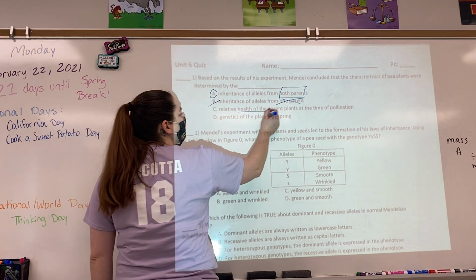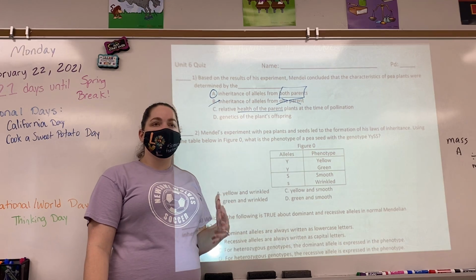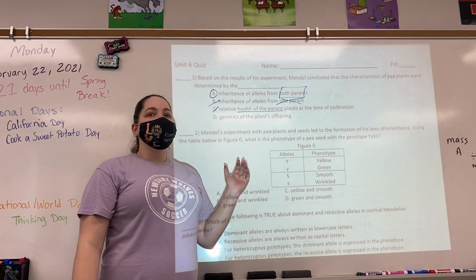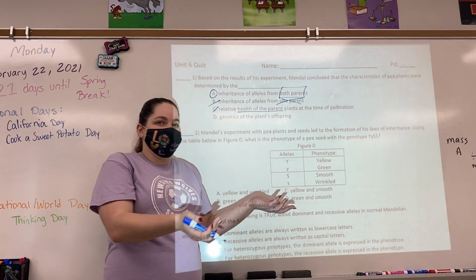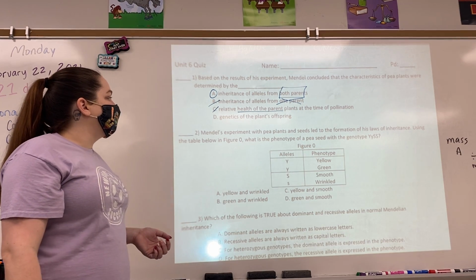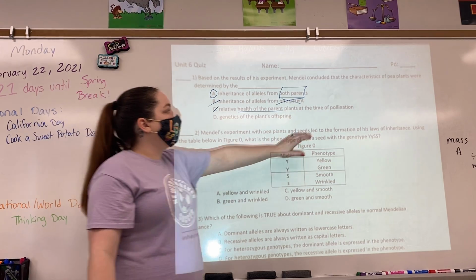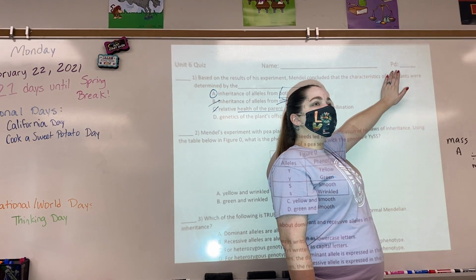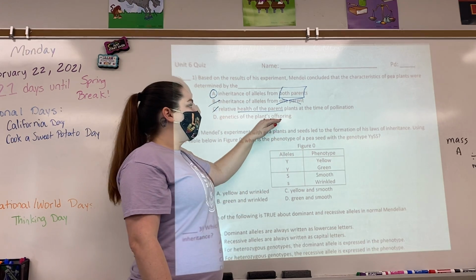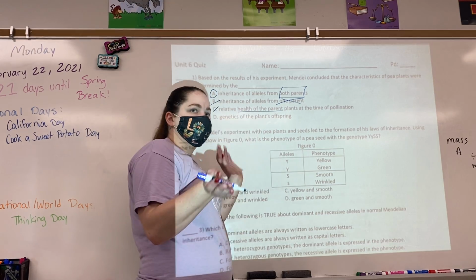Relative health of the parent does not really determine the characteristics of the offspring. So that's not really going to help you determine, okay, where did its genetic information come from? It doesn't really help you. And then D, genetics of the plant's offspring. So if we're talking about a pea plant and we're wondering where did the genetics for this pea plant come from, it would not come from the offspring of that pea plant, because it's backwards. So it's not D either.